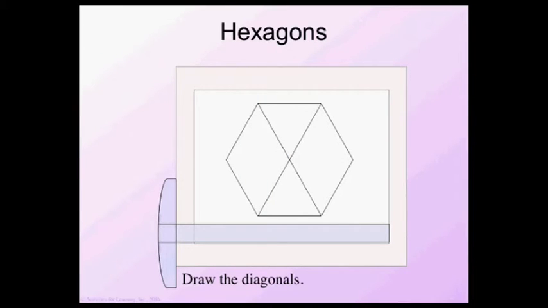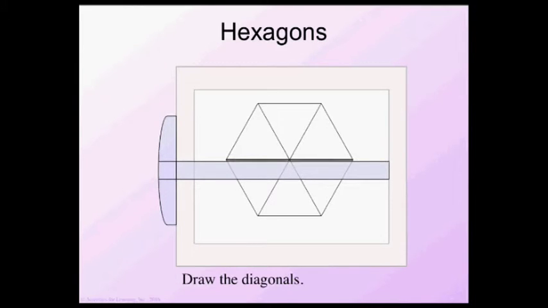Now, how am I going to get that last diagonal, the one right here? How am I going to get that? Well, I can move that T-square up and draw it. At no point do you ever take the triangle and line it up with 2 points and draw. You always use the T-square as your reference. You're either drawing off the T-square or you're putting the triangle on the T-square and drawing from there. Nothing's ever done freehand.